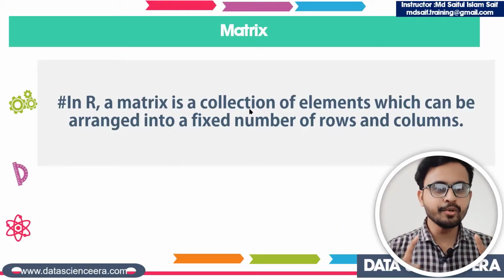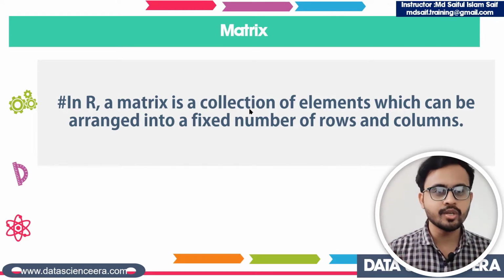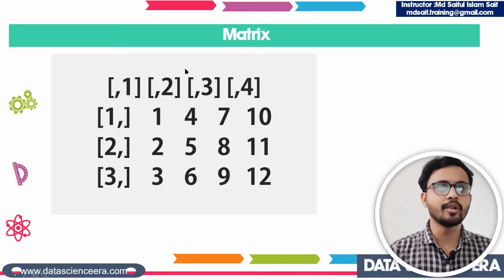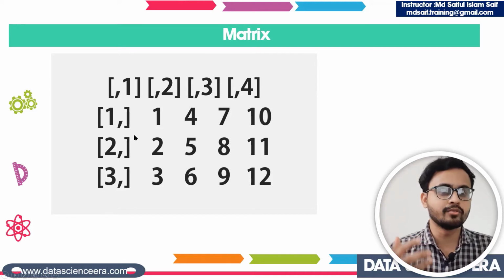Okay, so now we will discuss matrix. So what is a matrix? In R programming, a matrix is a collection of elements which can be arranged into a fixed number of rows and columns. Okay, just for example, here you can see a matrix. What do I mean by rows and columns?